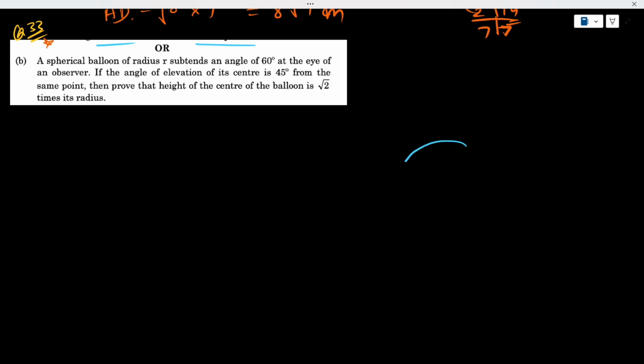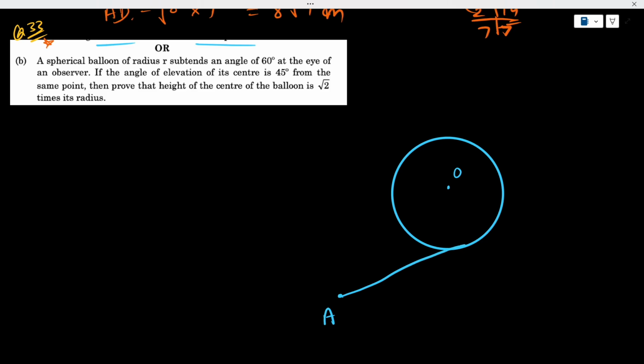Spherical balloon means first you are going to draw a circle. So you can see that it's an integration of trigonometry and circle topic. So this is a spherical balloon with center O. Now from the eye of the observer, the observer is going to be on the ground level. So if I take the observer here at point A, from here he is seeing the balloon. That means there will be two tangents on the circle, right? So from A, he's seeing the balloon like this.